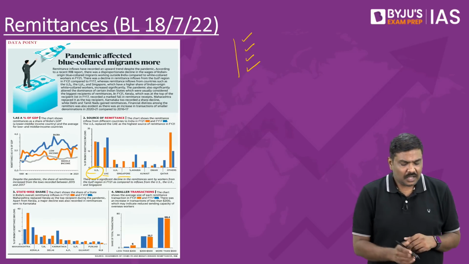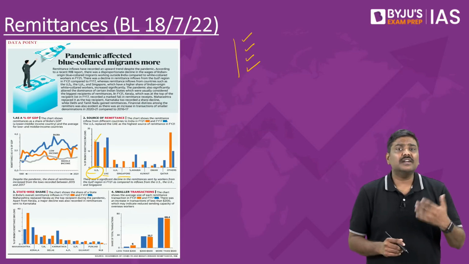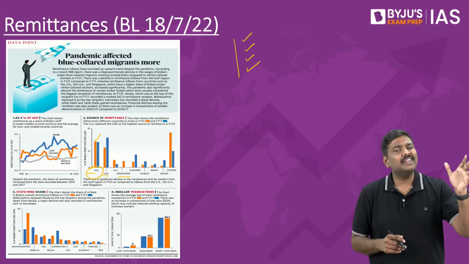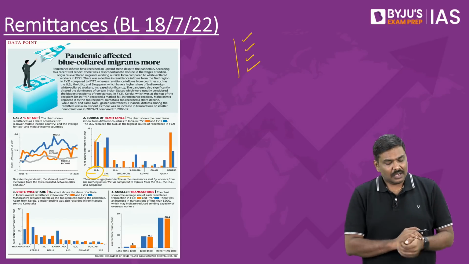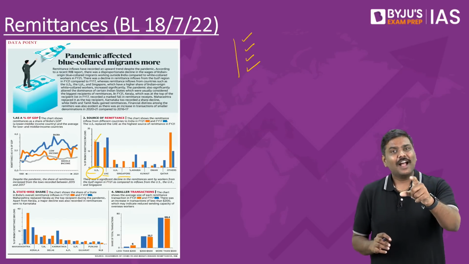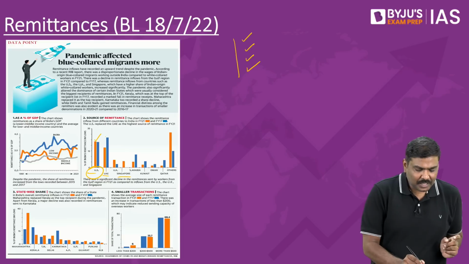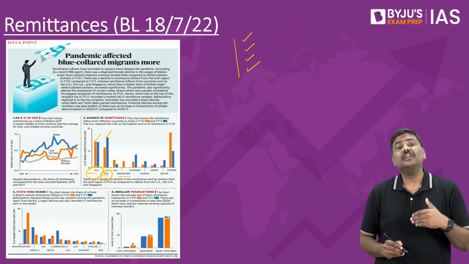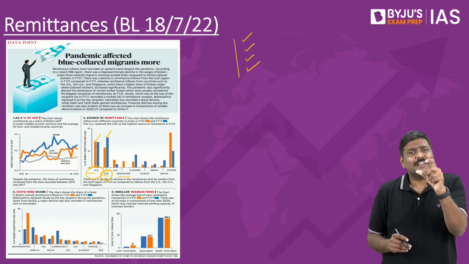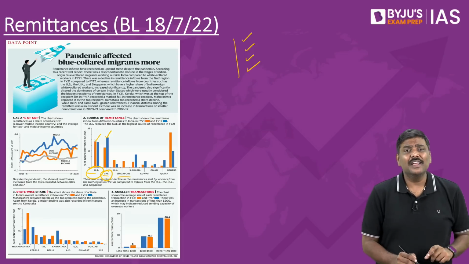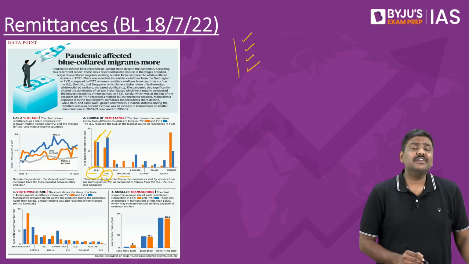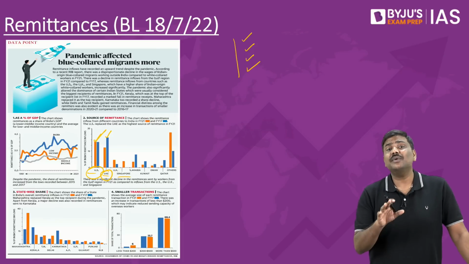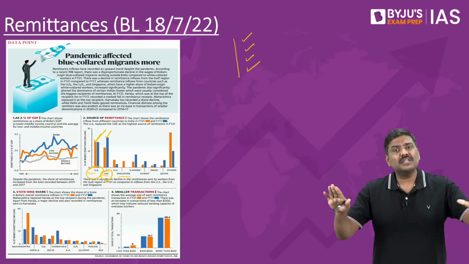tops this particular list, and the amount of inward remittances that we have received from USA has been the highest for the year 2021. Now some of you looking at the graph will say, sir, I want to correct you here. If you see, the blue color line is high here, and the blue color line represents UAE. That is, it is representing the inward remittances from UAE. But you are saying, right, we have received the highest amount of remittances from USA. You are wrong. Absolutely no.